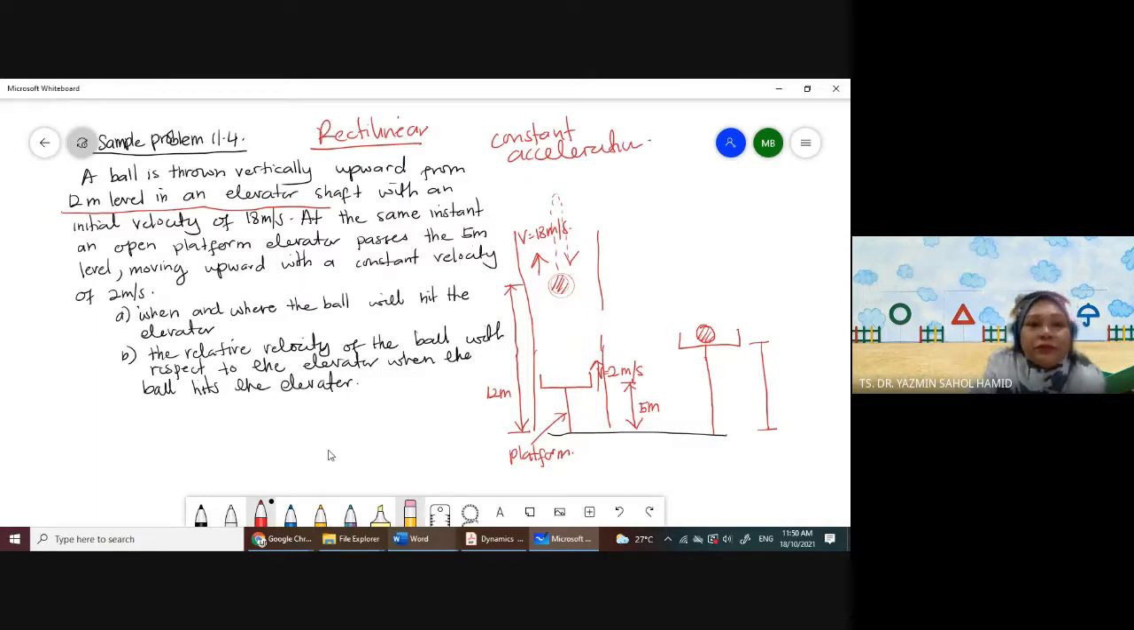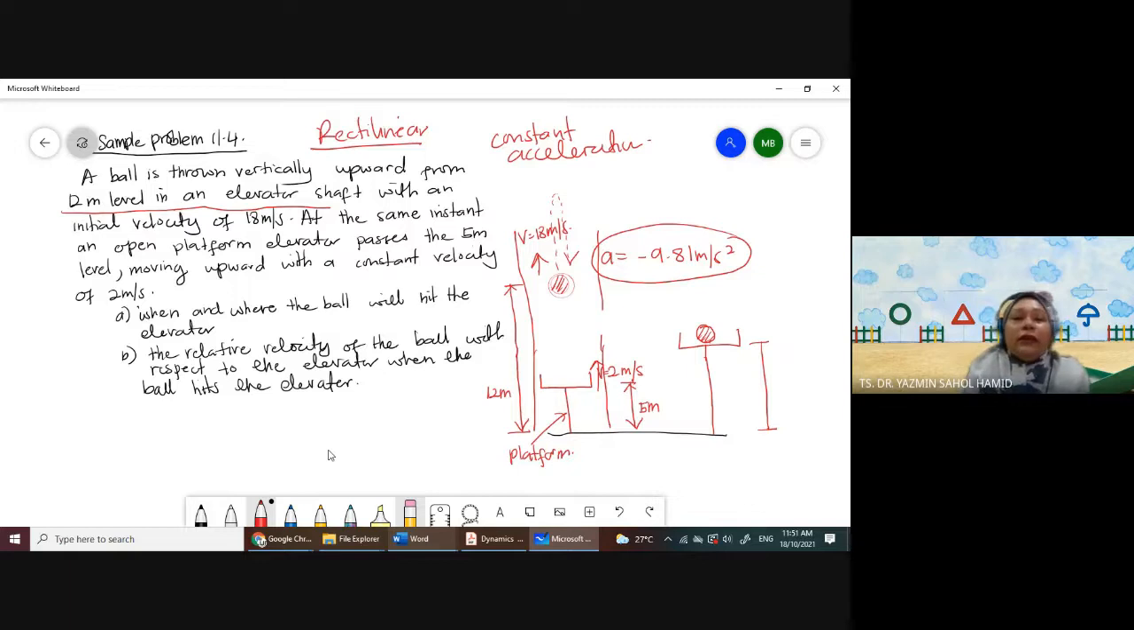Because of the ball. Okay, because when it goes down, it is going down due to gravity, which is negative 9.81 meter per second squared, the acceleration due to gravity.